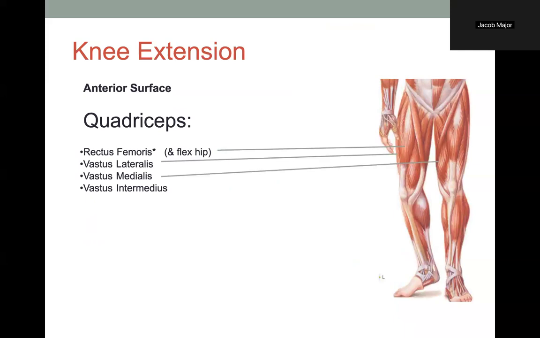We then have our knee extension on the anterior surface. So we're looking anteriorly. We have our quadriceps. So our rectus femoris, our vastus lateralis, our vastus medialis, and our vastus intermedius.